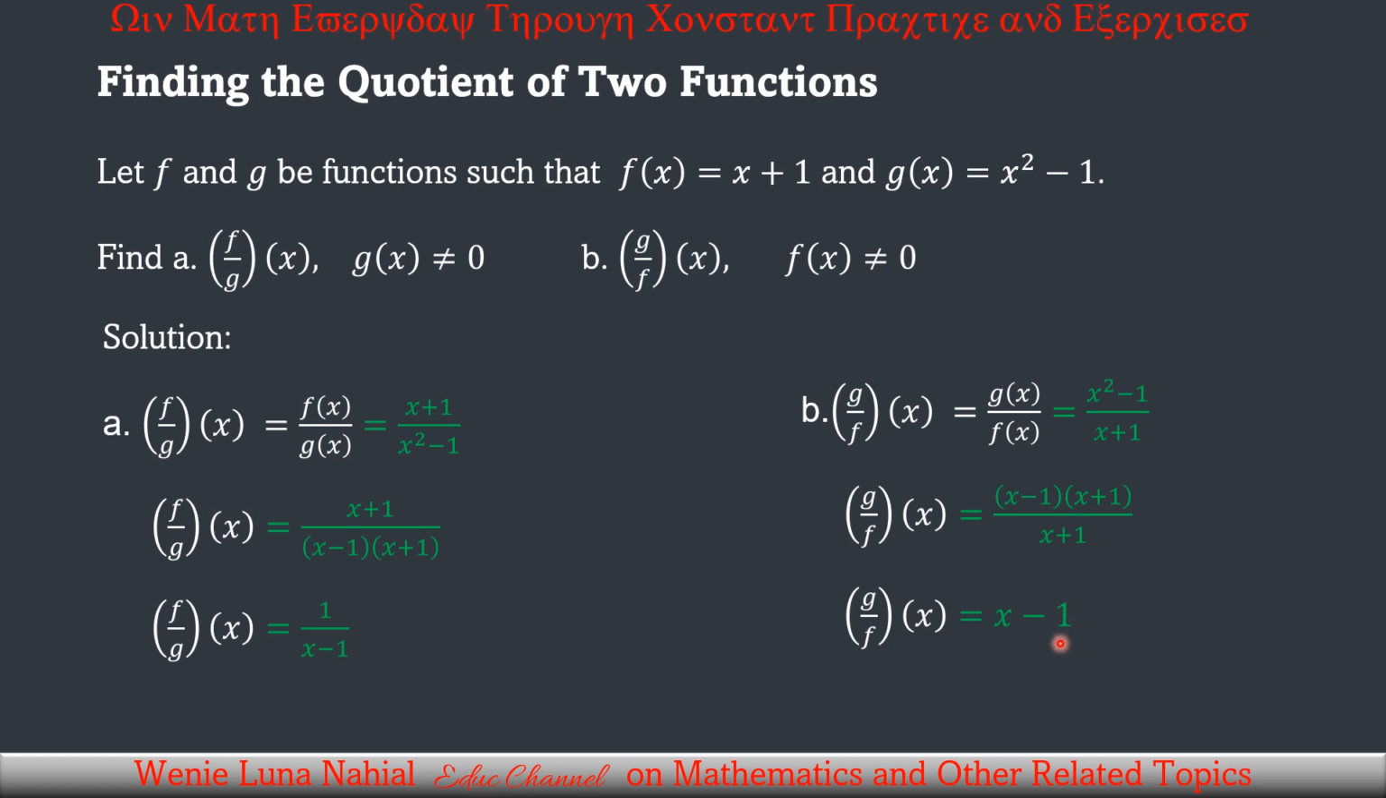Now, we can see that the quotient of f over g of x is not equal to the quotient of g over f of x. And by that, we can say that division of two functions is not commutative. The position of the two functions affect the quotient.